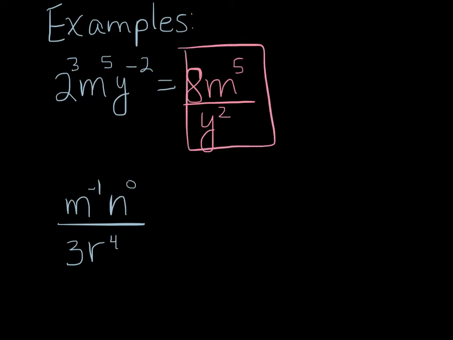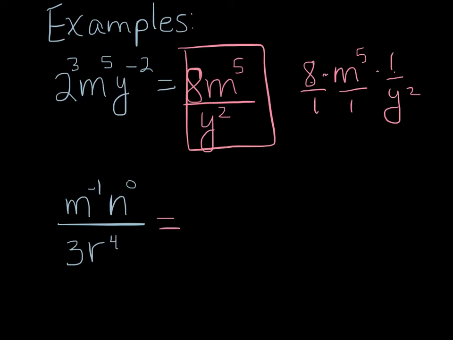There we go. If you wanted to, you could have gone 8 times m to the fifth times 1 over y squared. Put those each over 1 and then multiplied. 8 times m to the fifth times 1 is 8m to the fifth. 1 times y squared is y squared. Let's look at our second one. This is our last example for today.